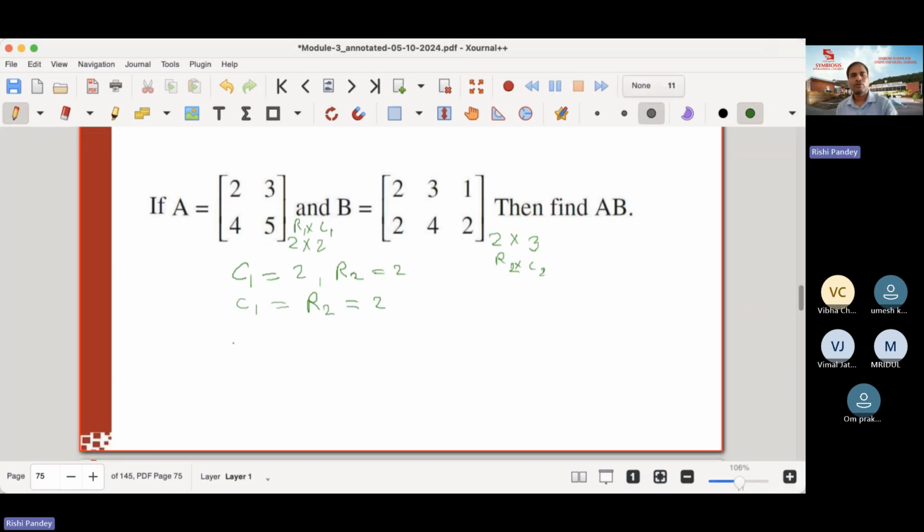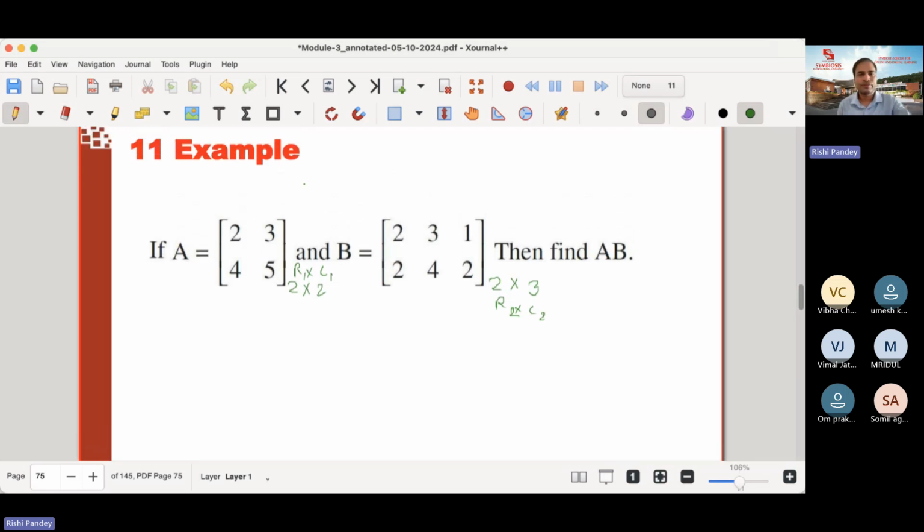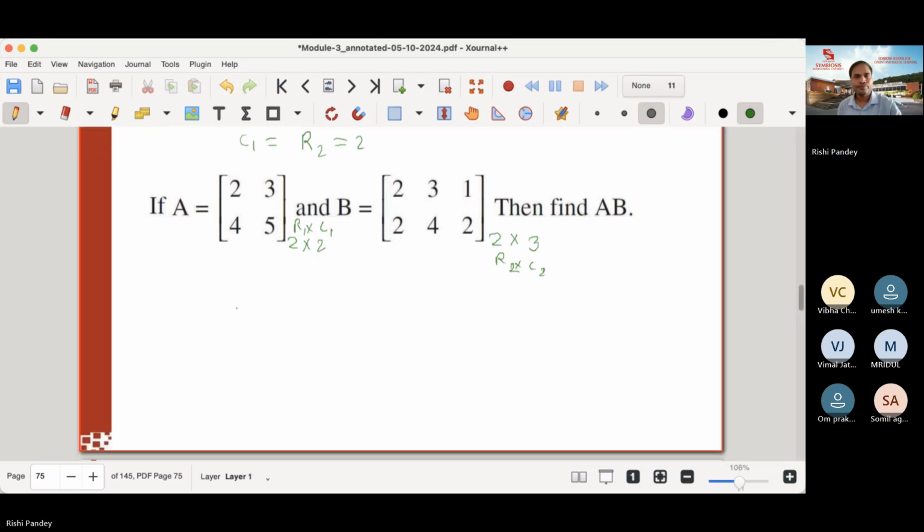Now I will show you how to multiply. Is it clear, everyone? If the columns and rows match, then we can multiply. You got my point? This is the formula. Now we can utilize the formula and multiply. You should keep it above here because we have space. C1 is equal to R2, which is equal to 2. Then we can multiply. Now, multiplication.